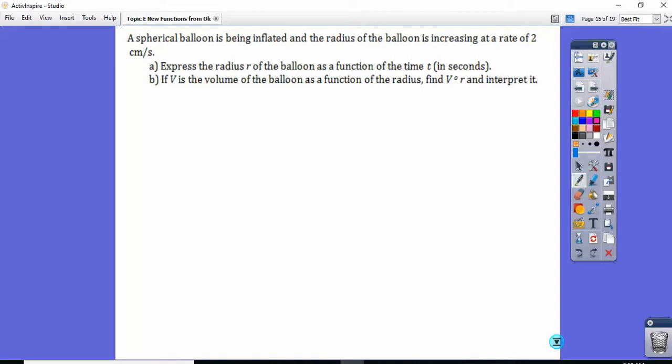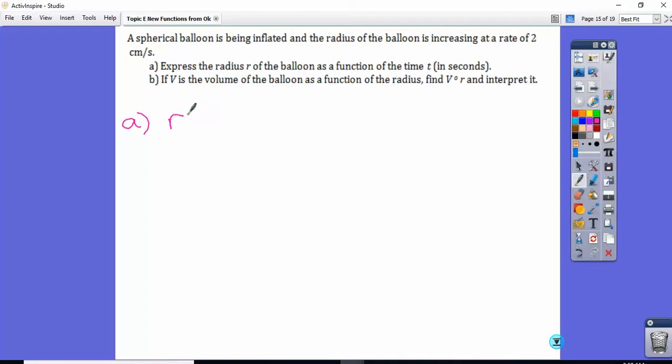Spherical balloon. What do I mean when I say spherical? It's round, like a ball. It is being inflated, and the radius of the balloon is increasing at a rate of 2 centimeters per second. So part A. Express the radius of the balloon as a function of time.